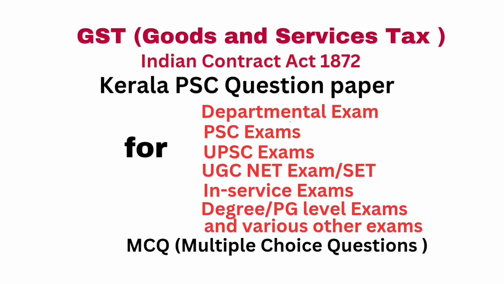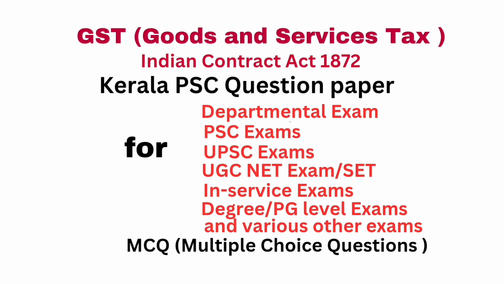Question number 59. An agreement is said to be a contract if it satisfies which of the following condition? Answer, option A, free consent of parties. Option B, for lawful consideration and with lawful object. Option C, not expressly declared to be void. Option D, all of the above. Correct answer, option D, all of the above.